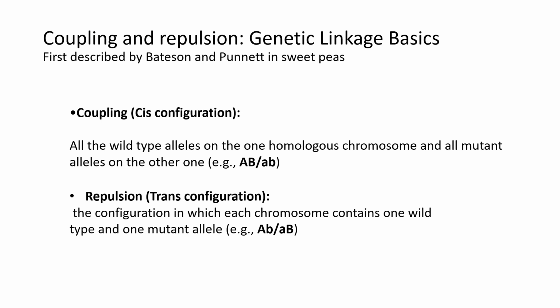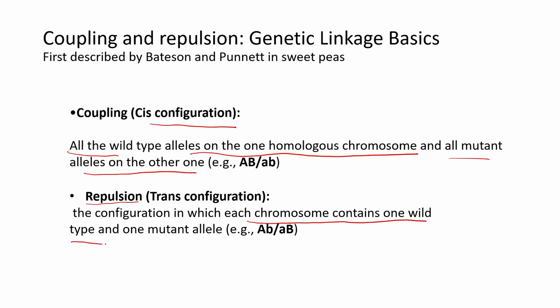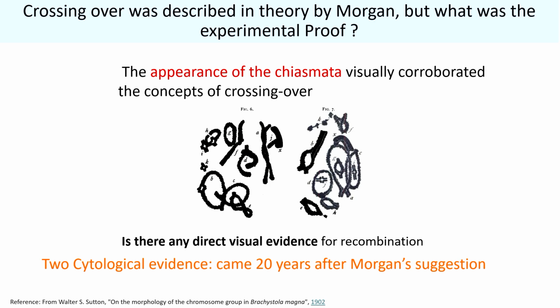So let's talk about coupling and repulsion in a summary way, what exactly we learned. Coupling is a cis configuration, and in cis configuration all the wild type alleles are on one homologous chromosome and all mutant alleles are on the other homologous chromosome. It's just for you to remember for the sake of your notes. And in the repulsion phase configuration, each chromosome contains one wild type and one mutant type allele. So now we are coming to the next concept for this class.